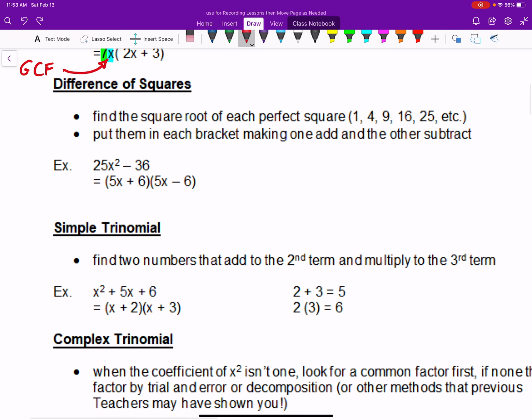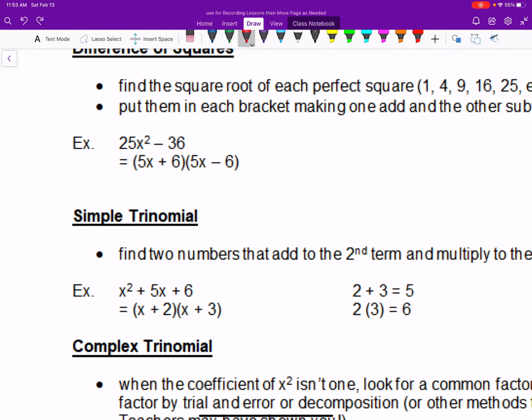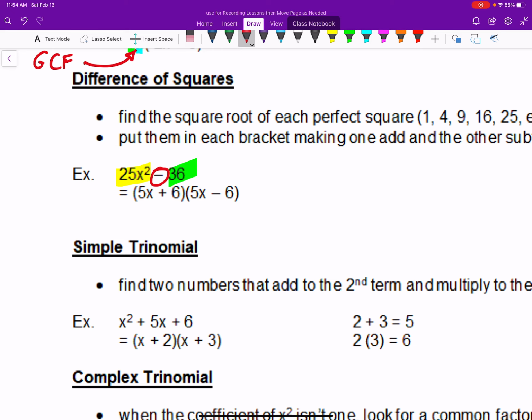Another type of factoring, one of the types for quadratics, is called a difference of squares. You find the square root of each perfect square, and then you put them in a bracket, making one an addition, the other subtraction. So the first thing is recognizing a difference of squares. You're looking for a perfect square. So 25 is a perfect square. The square root is 5. X squared is a perfect square. The square root is x. And 36 is a perfect square. The square root is 6. And you're looking for a minus sign between them. It has to be a minus sign. That's what makes it a difference of squares.